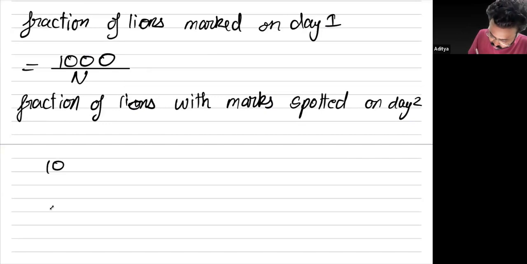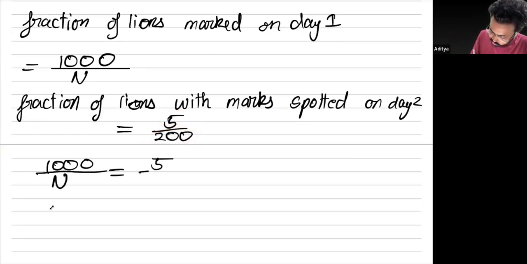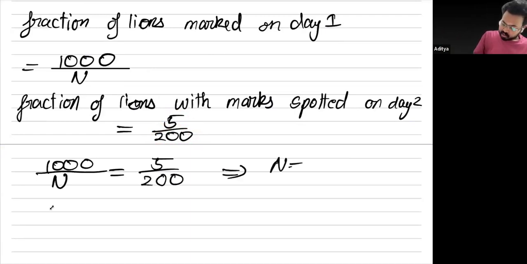You have 1,000 by n. This is equal to 5 over 200, because out of the 200 lions that are actually brought in, 5 of them are ones which have the mark on them. So we have 1,000 by n is equal to 5 by 200. If you calculate, you find that n is equal to 40,000.